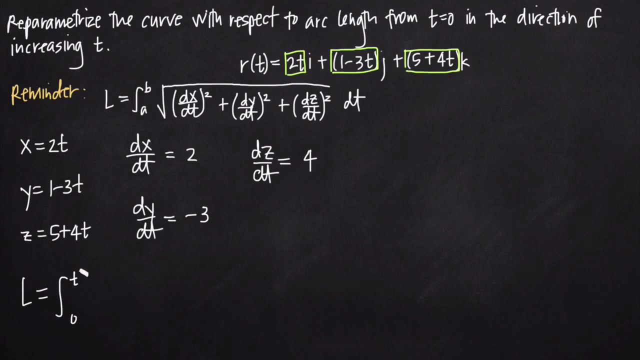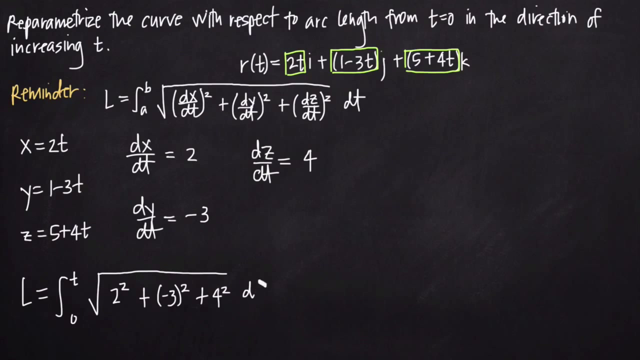So we have here 0 and positive t, from t equals 0 in the direction of increasing t, or positive t. And now we just plug in our derivatives. So we get the square root of, here we'll plug in dx over dt and get 2 squared. Then we plug in our dy over dt, so plus negative 3 squared, and then plus 4 squared when we plug in dz over dt, and of course we want to keep our dt outside of our square root sign. So when we simplify this, we get that the arc length is equal to the integral from 0 to t.